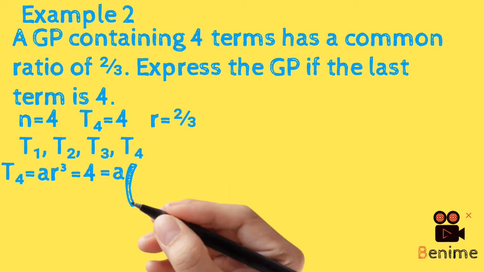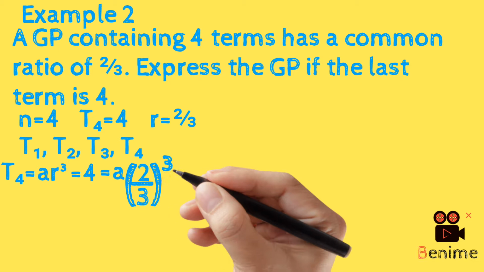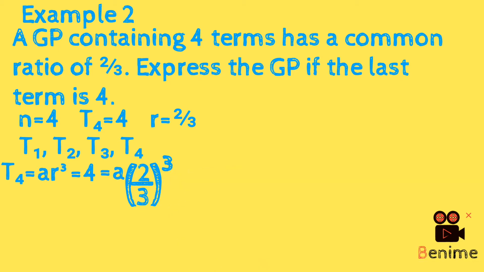So we have 4 is equal to A, open bracket, 2 over 3, close bracket, raised to the power of 3. T4 became 4. A, we don't know A, is still A. R is 2 over 3 and it's raised to the power of 3. Now, according to the laws of indices, your power law, you can go check out my first video on this channel, the power law. If you have something like 2 over 3, in brackets, raised to the power of 3, you can distribute the power to both the numerator and denominator.